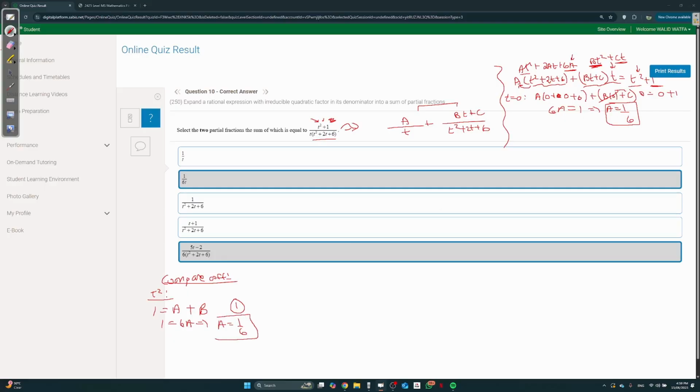Okay, so we know that a is equal to 1 over 6, so can we find b? Yes, we can. That means b is equal to 1 minus 1 over 6, which is 5 over 6. When you substitute a as 1 over 6, you get 1 minus 1 over 6, so b is 5 over 6. You now know a is 1 over 6, and b is 5 over 6.